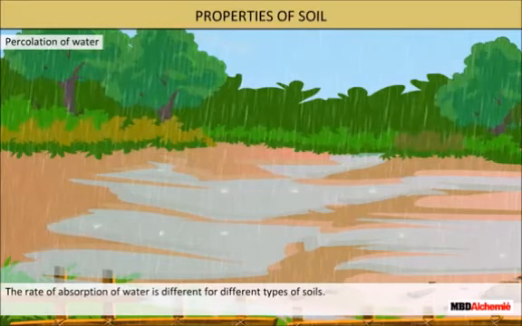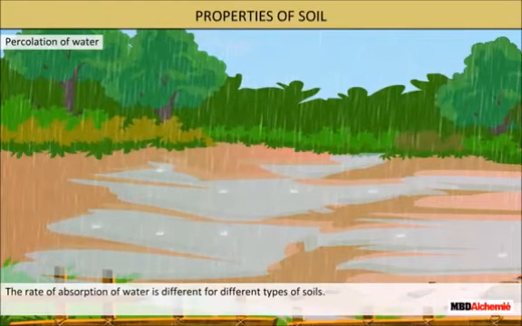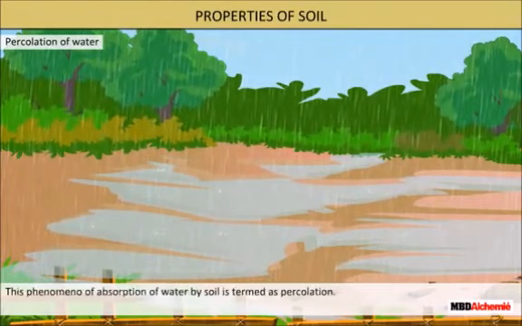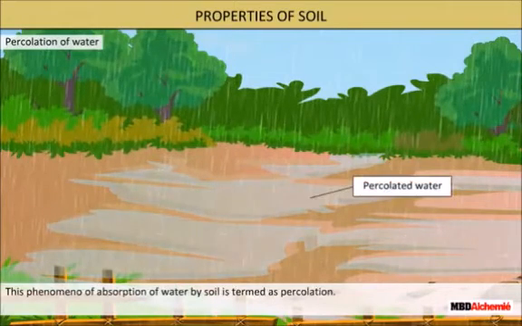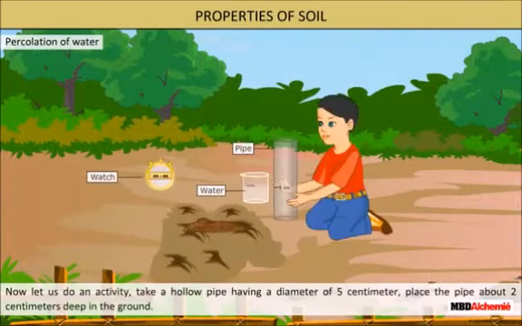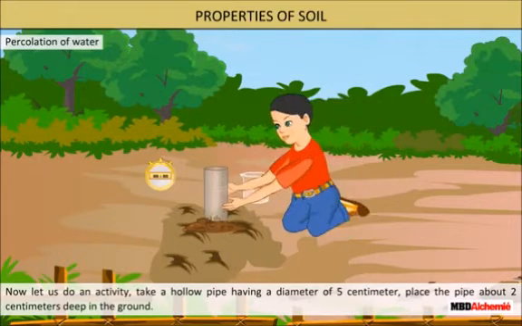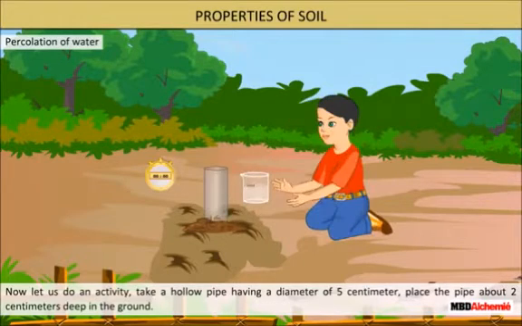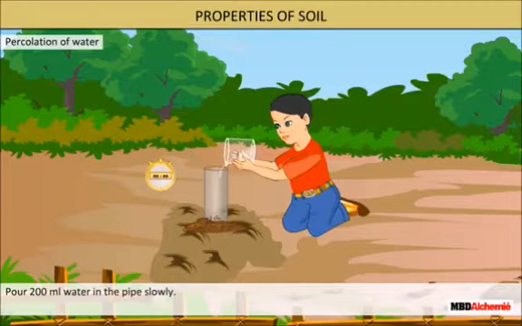The rate of absorption of water is different in different types of soils. This phenomenon of absorption of water by soil is termed percolation. Now let us do an activity. Take a hollow pipe having a diameter of 5 centimeters. Place the pipe about 2 centimeters deep in the ground. Pour 200 milliliters of water in the pipe slowly.